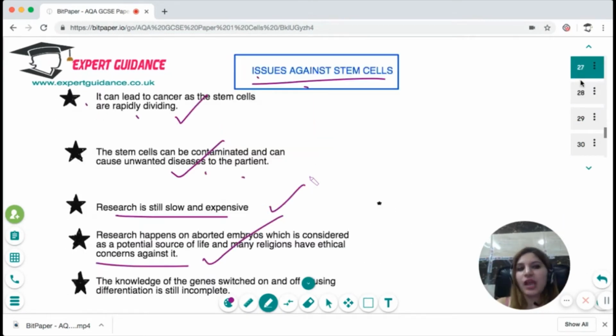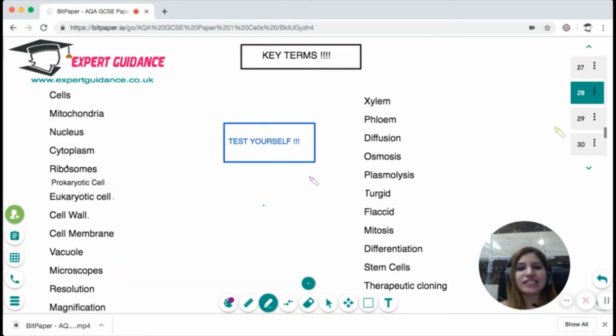Okay, so I hope we have covered this topic in much detail, and I have tried to cover the maximum of your specification. Now it's time to test yourself by seeing if you know these key terms. So what are cells?